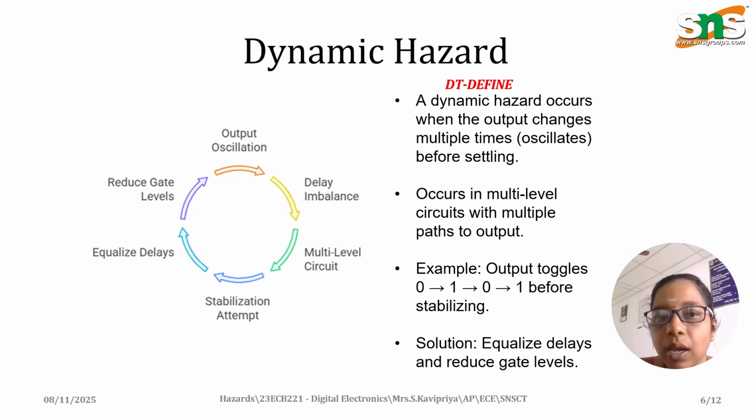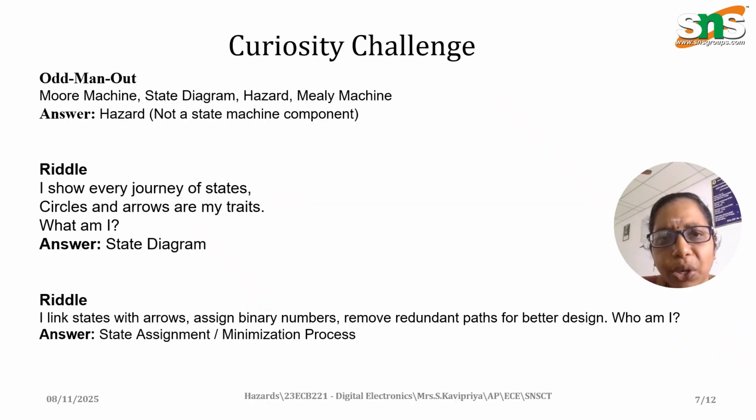Next is the dynamic hazard. A dynamic hazard occurs when the output changes multiple times before being settled. It occurs in multi-level circuits where there are multiple paths to reach the output. For example, the output will change from 0 to 1, 1 to 0 and 0 to 1 before reaching the 1 state. So multiple changes occur in the output before it is set to the correct value. The solution to avoid this type of dynamic hazard is reducing the delays and reducing the gate level timing.